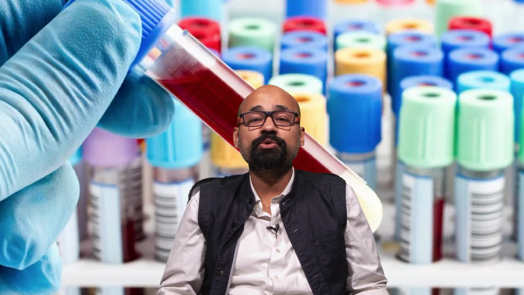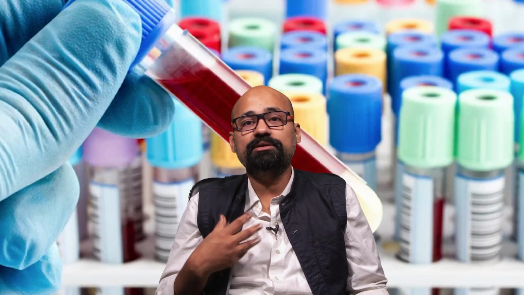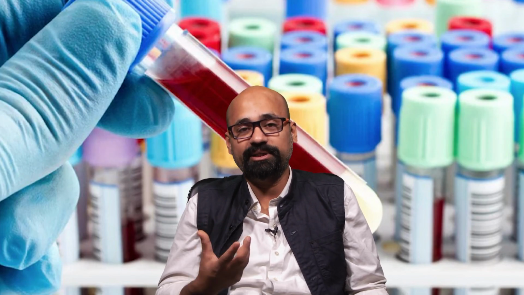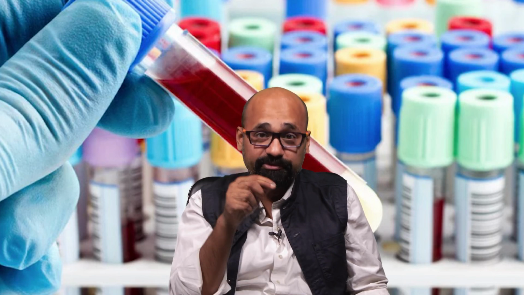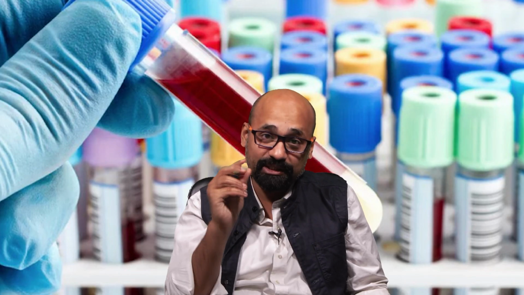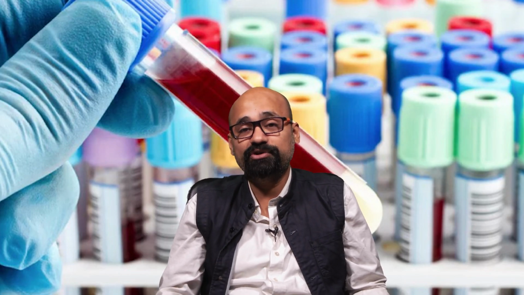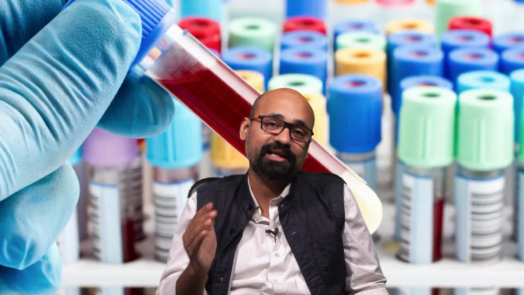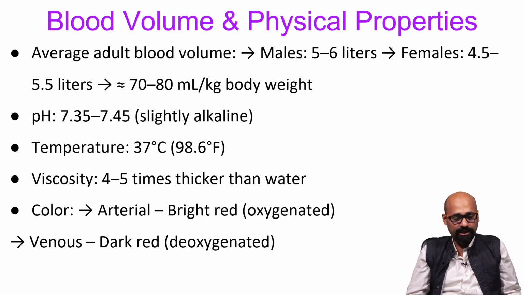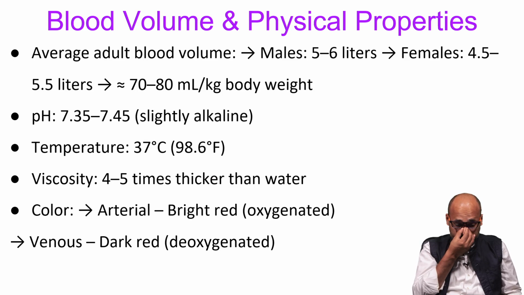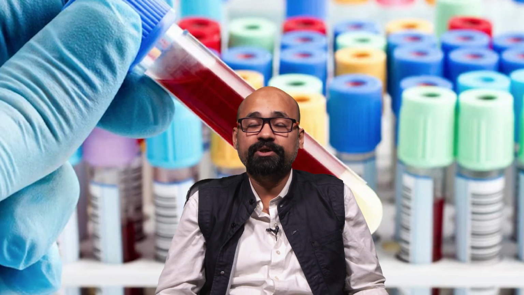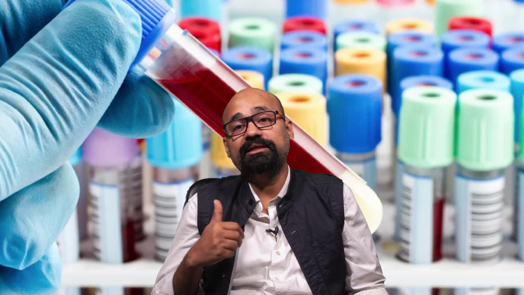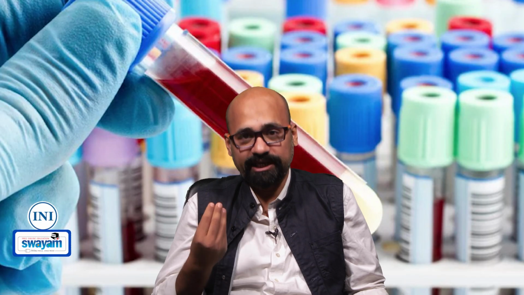Like when you have a good meal, a lot of HCl is secreted in your stomach. So, basically that HCl is coming from your blood, the H plus is coming from your blood. So, after a good meal, if you check the pH of the blood, it will become more alkaline, okay. Temperature is usually the body temperature. Viscosity of the blood is 4 to 5 times thicker than water, and the color of arterial blood is usually bright red because of the oxygenated blood.